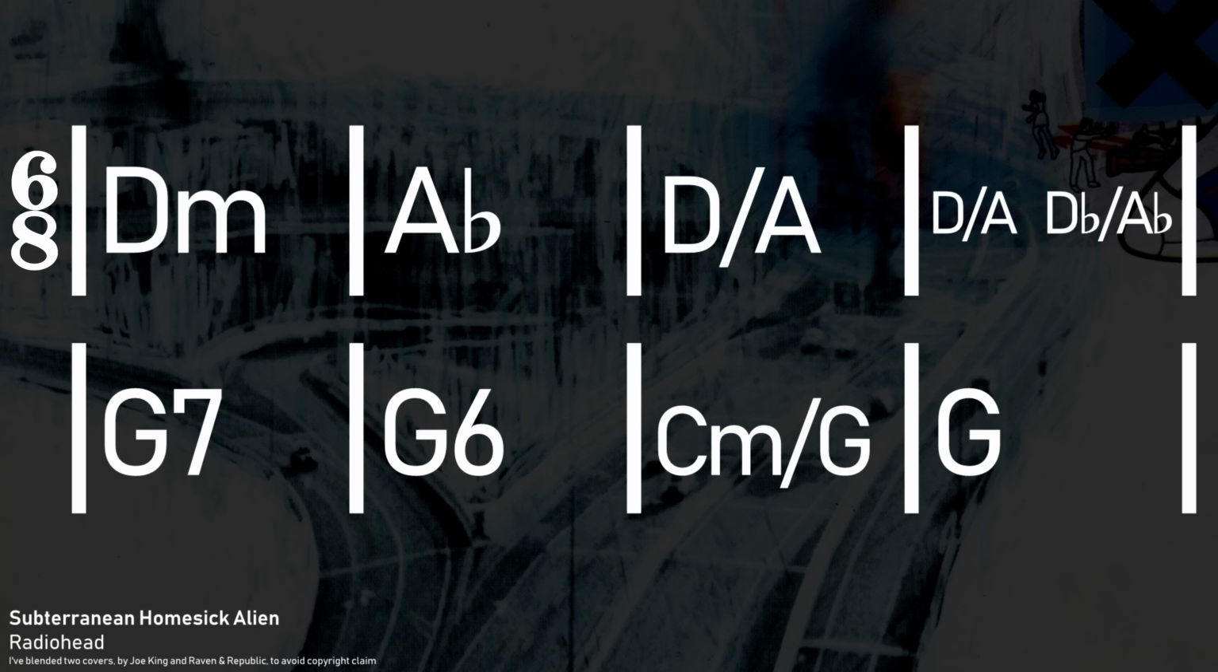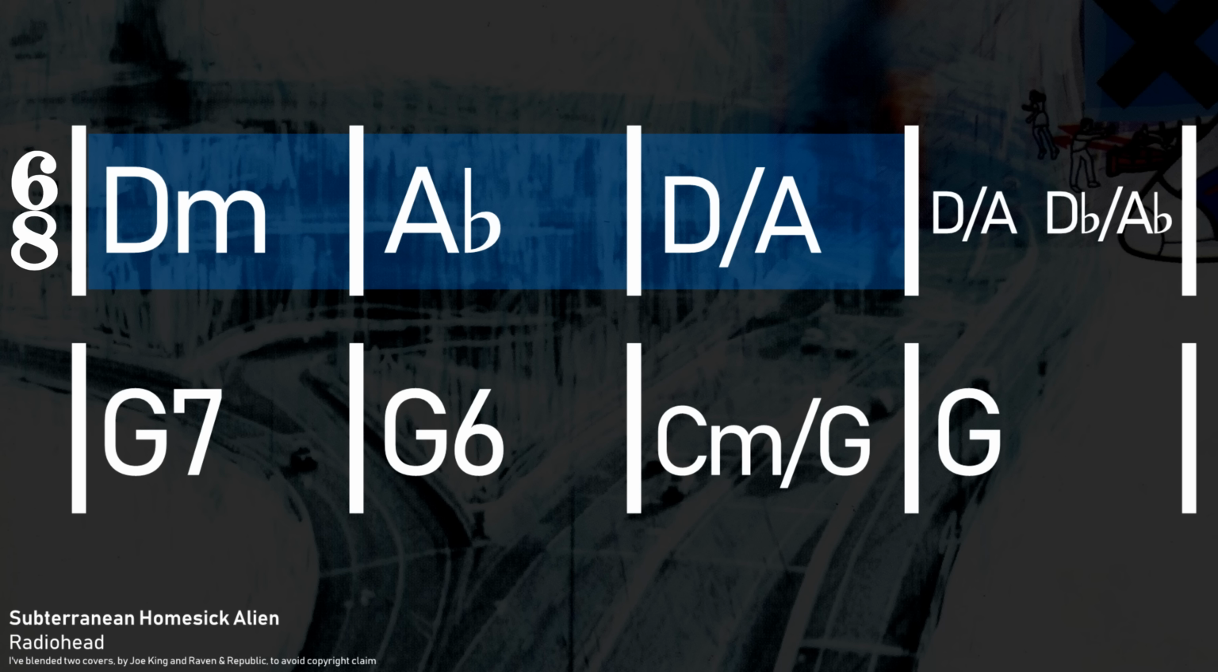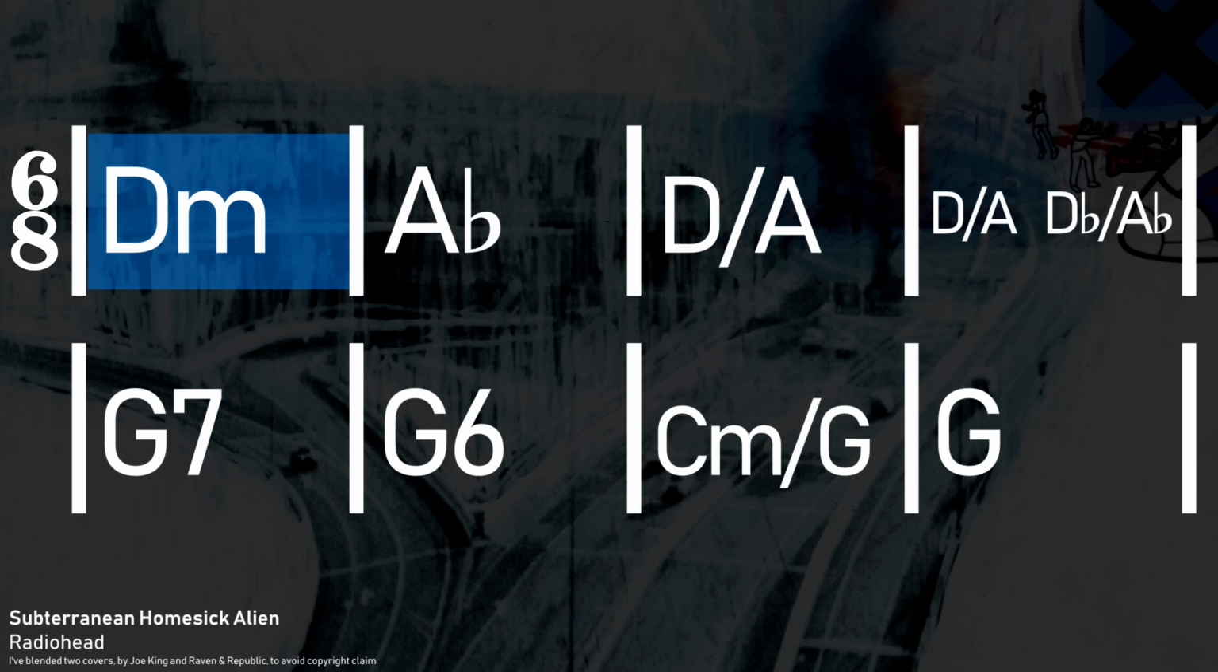For example, in the intro of Subterranean Homesick Alien by Radiohead, we get a move from D minor to A flat, which is the opposite side of the circle, a tritone away, and then back now to D major.